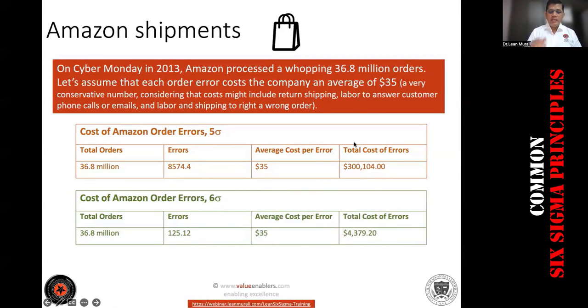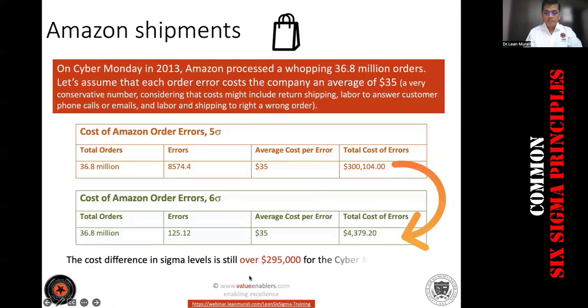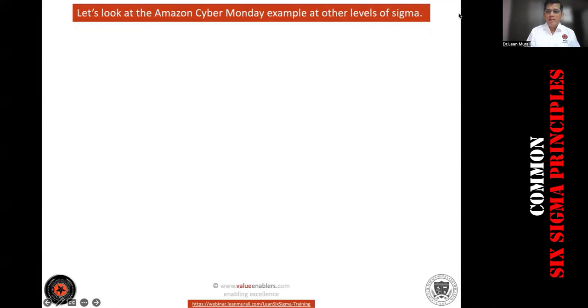If the quality is improved to 6 sigma level from 5 sigma, just 1 sigma improvement, the errors drastically drop from 8,574 to only 125, which costs them only $4,379. If this is awesome, give it a thumbs up for Amazon. I just want you to realize the importance of these numbers. The cost difference is about $295,000, the difference between $300,000 and $4,379.